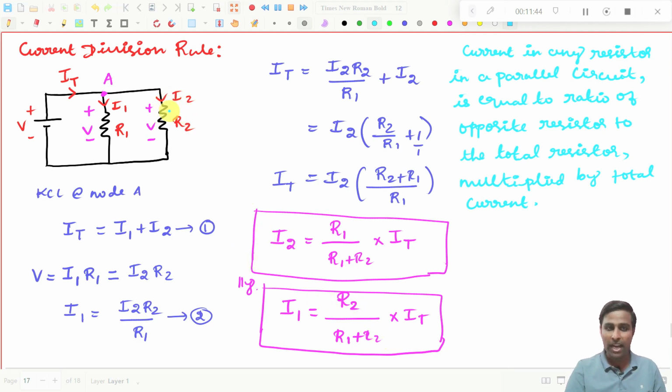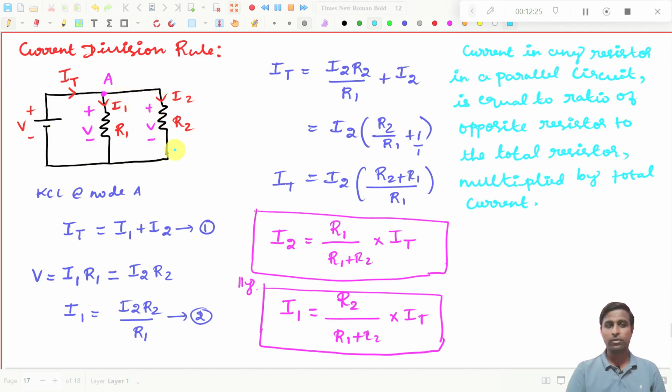And if you take I2, if I want to find the current in this resistor, then the opposite resistor R1 divided by total resistor R1 plus R2 into total current. That will give you the current in the R2 resistor. This is applicable only in parallel circuits. The voltage division rule is applied only in the series circuit, and the current division rule is applied only in the parallel circuit. And this one we frequently use.